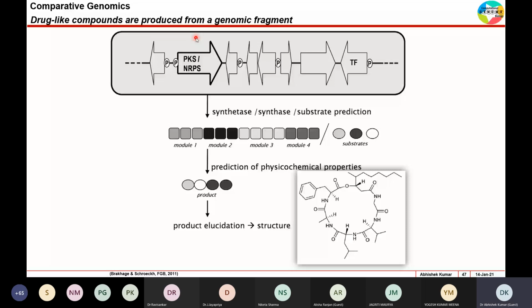So what will happen is that this transcription factor and other genes will help production of protein from this gene, and this gene will form a larger protein, and from the protein, amino acids will be produced, and then it will fold properly to form a structure, and we will see how genomics helps there.